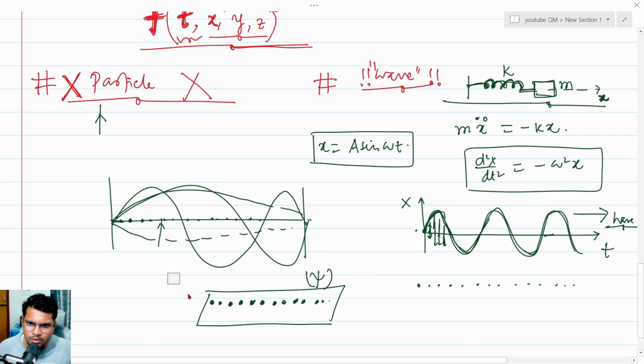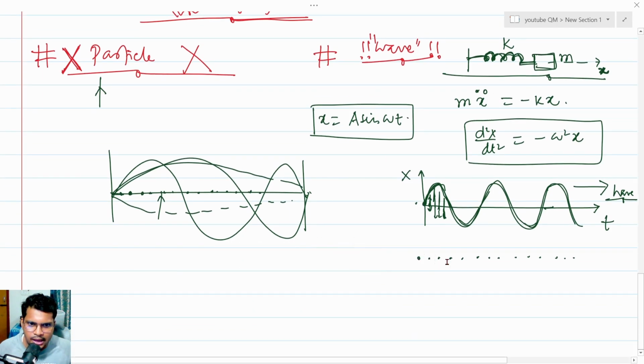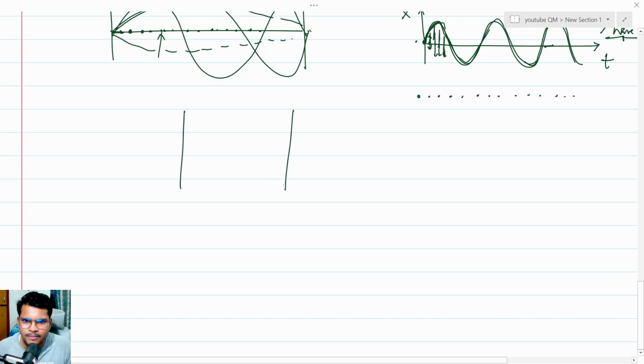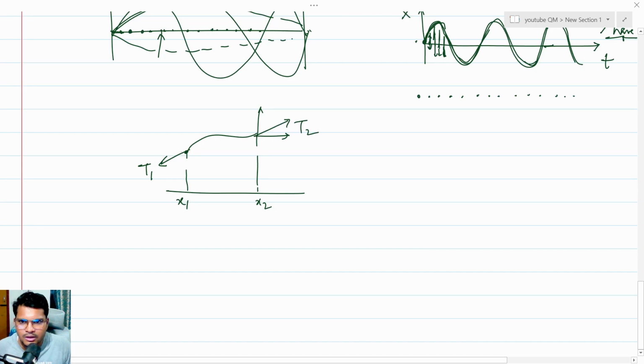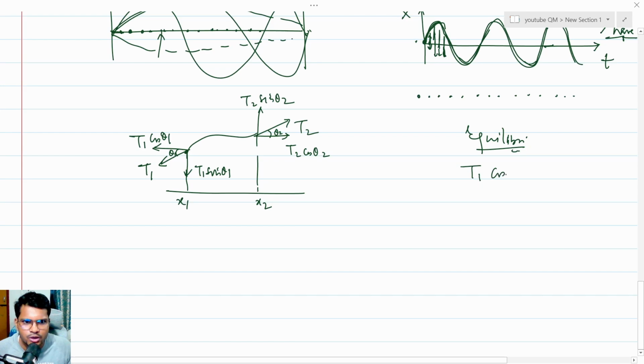So if I take this problem right over here, I have a string and consider a little bit of the string, okay? Let's say this is a portion of a string, and at this portion there is x1, and this is the portion where x2, and when you give some kind of tension, let us say this is the tension T1 and this is the tension T2, I can always decompose it in these directions. Let us say it is theta 1 and theta 2, therefore I get T2 cos theta 2, T2 sin theta 2, T1 sin theta 1, T1 cos theta 1. Now you see that if it is in equilibrium, these tensions are going to be equated. T1 cos theta 1 is equal to T2 cos theta 2, and T1 sin theta 1 is equal to T2 sin theta 2.